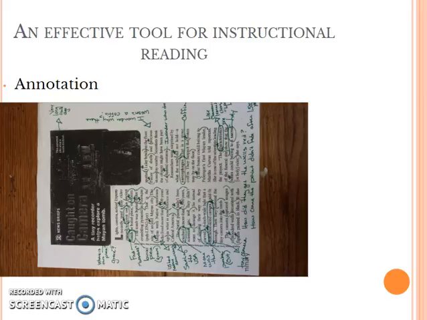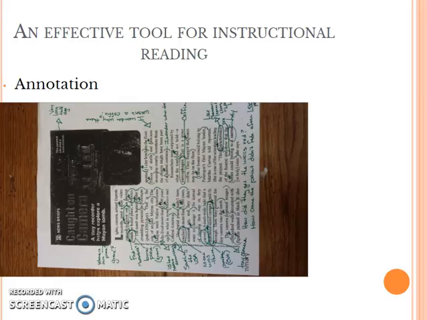Here is an example of annotation. This is an effective tool for instructional reading. We often will chunk the reading into parts or smaller articles, and we've taught the students to interact with the text with a pencil or a pen, and it's like they're talking to their piece of reading. They are underlining important facts and information, they're circling unfamiliar and hard words, and they are locating any clues that help them understand the word.